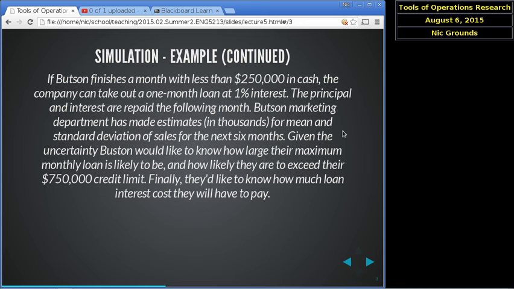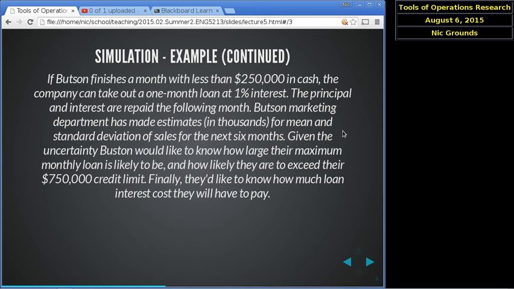We can't know the future. We don't know how much we'll sell. We just have some idea, okay? Sort of an expected value and a deviation from that, how much higher and lower we think it might go. So given that uncertainty, we want to know how large a maximum loan we are likely to have to take out in any of those first 6 months. How likely are we to exceed the maximum loan we can take, which is $750,000?